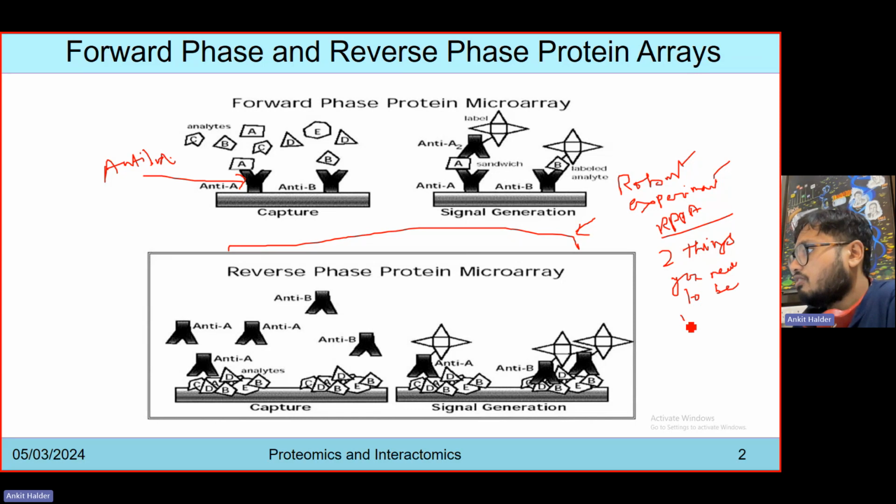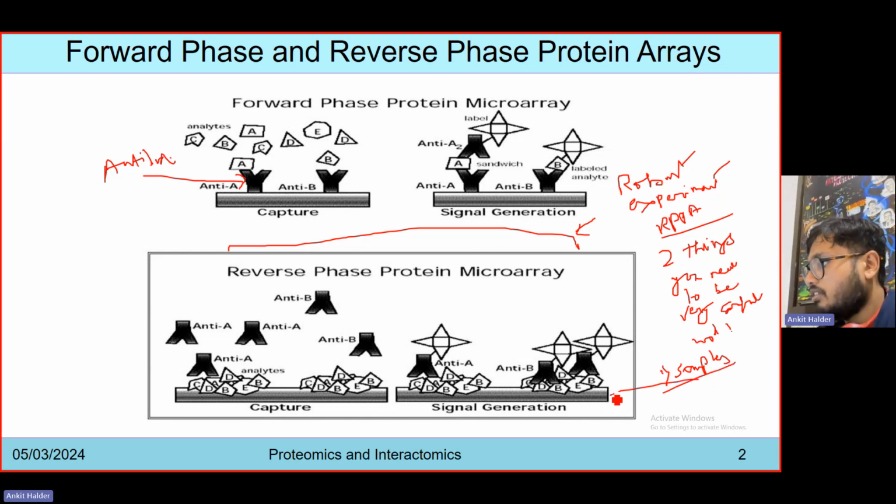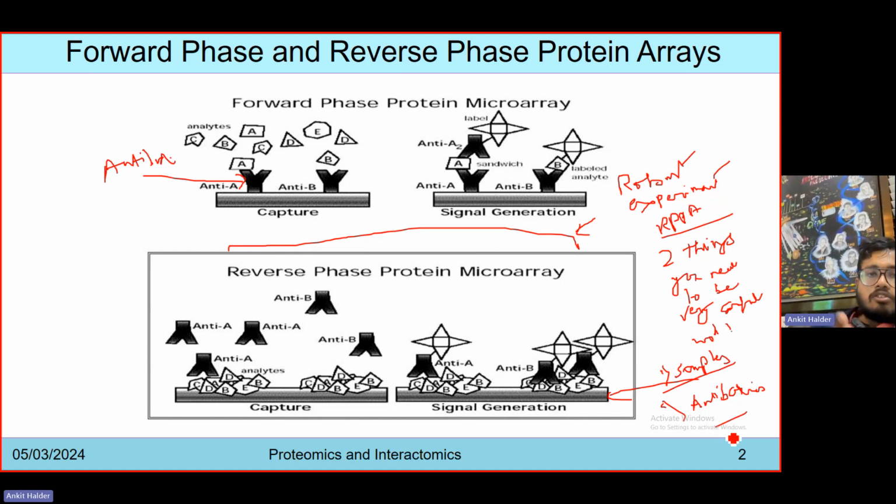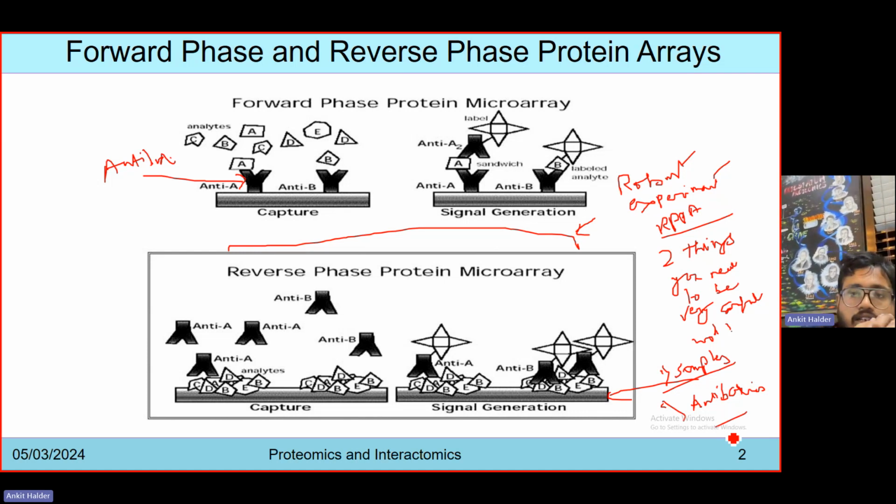You need to be very careful. One thing is that definitely the samples should be very neat and clean because you are printing the samples on this particular chip. And second is the antibodies which are getting detected. So these are the two important things which you should be very careful of. Otherwise, you won't be able to perform this kind of experiment from the experimental point of view.